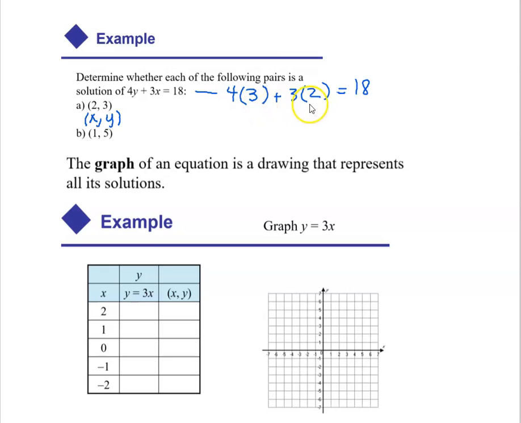And what I want to see is 4 times 3 plus 3 times 2 equal to 18? Well, 4 times 3 is 12, plus 6 is 18.